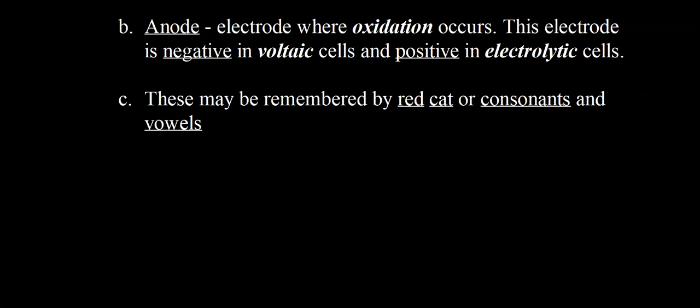This is the negative electrode in a galvanic cell, and it is the positive electrode in an electrolytic cell. So some other things that may help you to remember what's going on during a redox reaction.